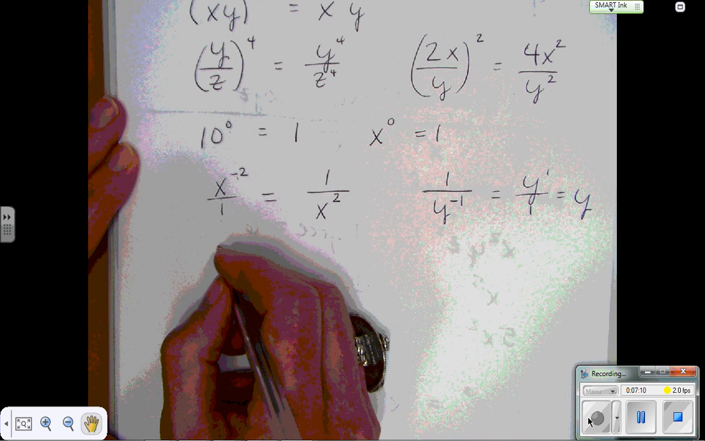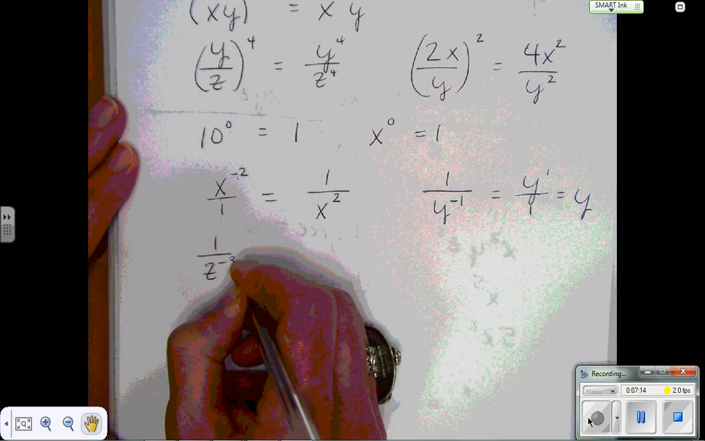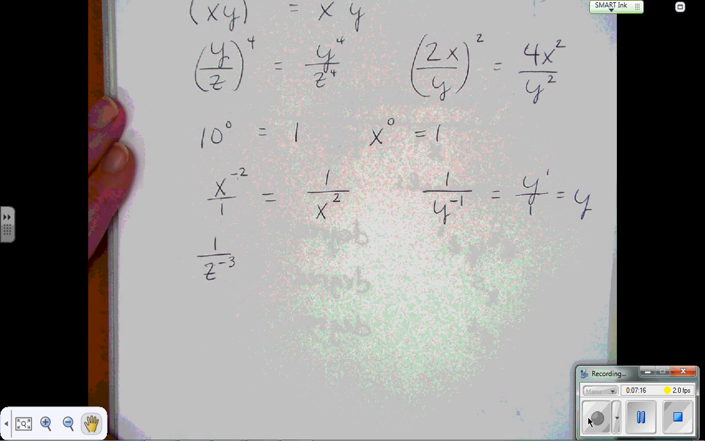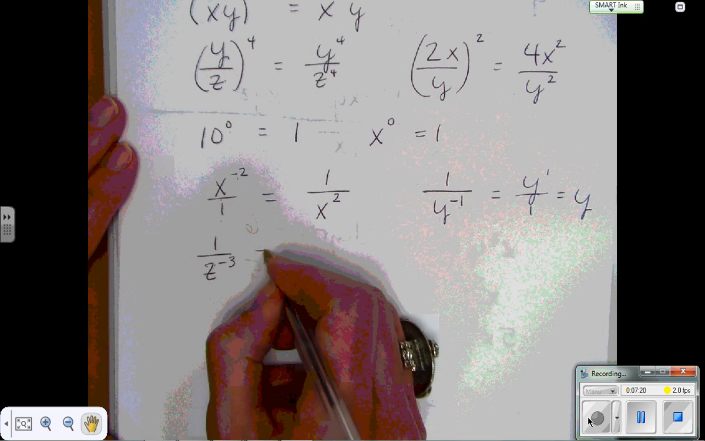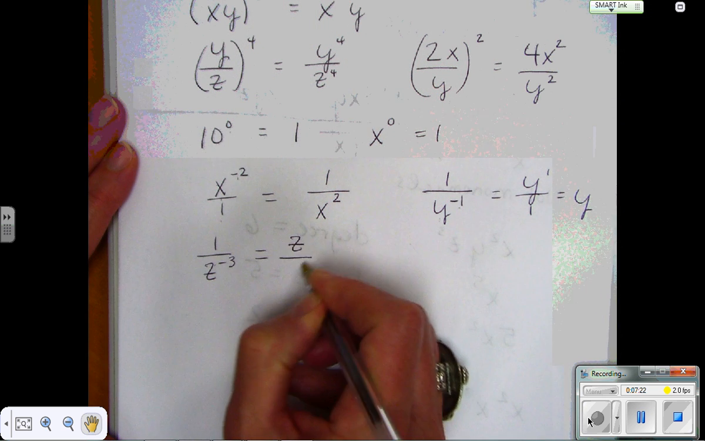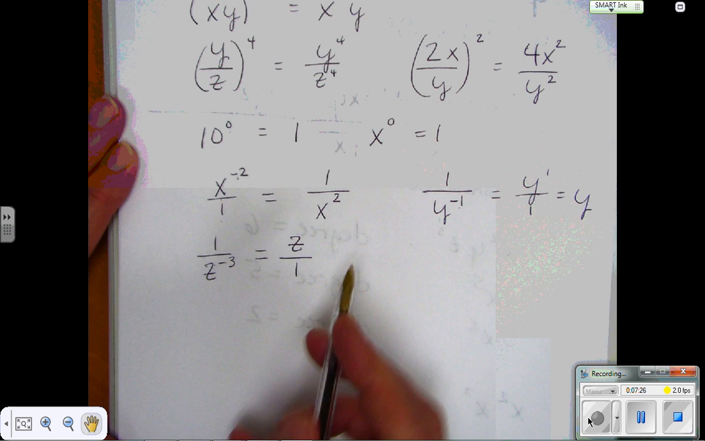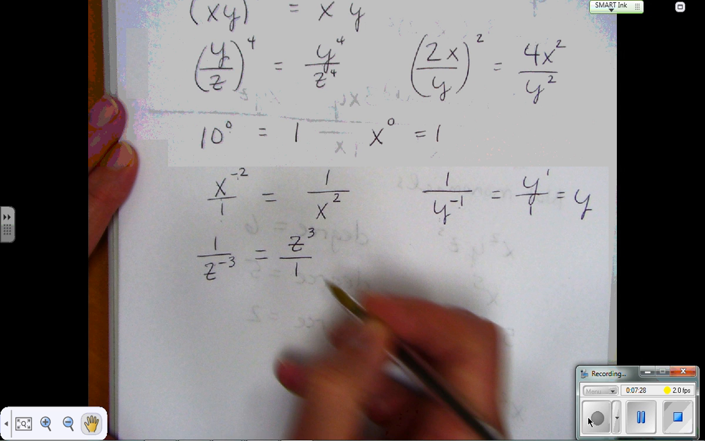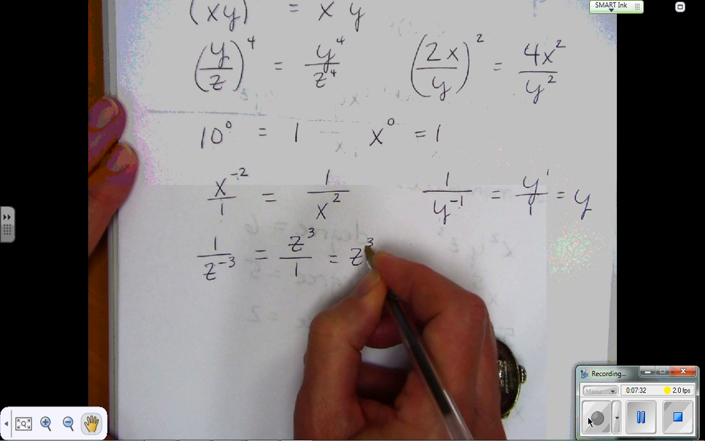Let's say I have 1 over z to the negative third power. That negative means I need to move the base, the z, to the other side of the fraction bar. I'm going to put it over 1 just to show you. Once I move it to the other side, then the exponent becomes positive. So you could simplify it to z to the third.